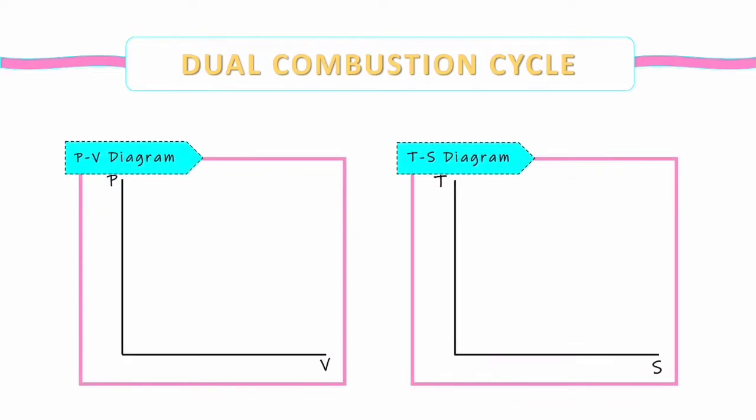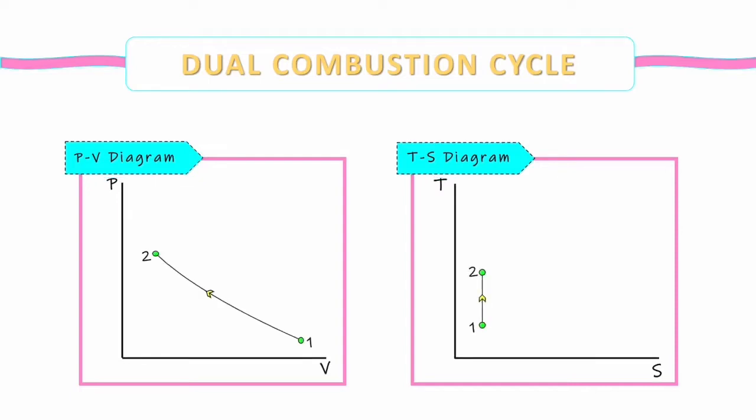To continue with our discussion about the dual cycle, I'm going to discuss the PV and TS diagram of this cycle. First is process 1 to 2, which is reversible adiabatic compression process. The gas is compressed adiabatically from state 1 to state 2, as the piston moves from intake valve closing point 1 to top dead center. The surroundings do work on the gas, increasing its internal energy and compressing it. On the other hand, the entropy remains unchanged.